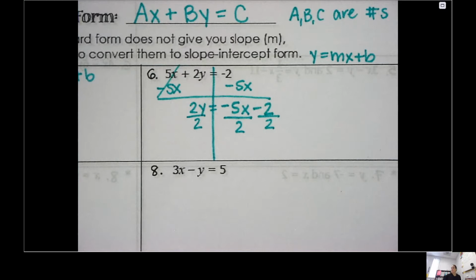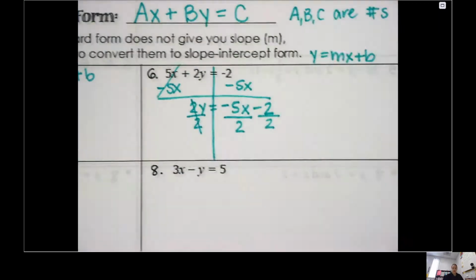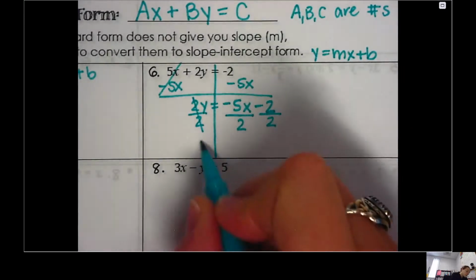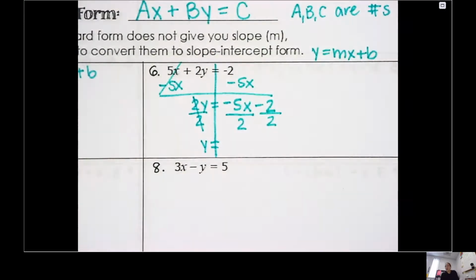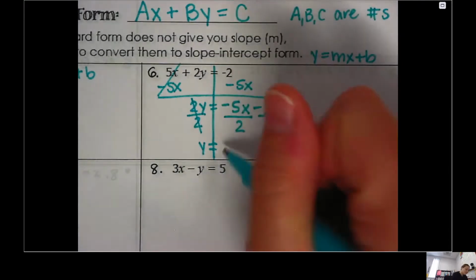So now watch what's going to happen. On the left, the 2's cancel. I get y equals. Now, I told you, leave it as fractions. Can you divide negative 5 by 2 and get a good number? No, you're going to get a decimal. So here's what we're going to do. We're going to literally leave it as negative 5 over 2.